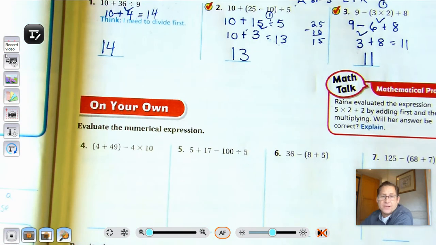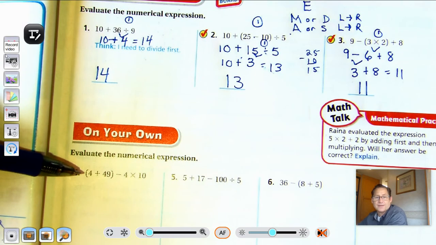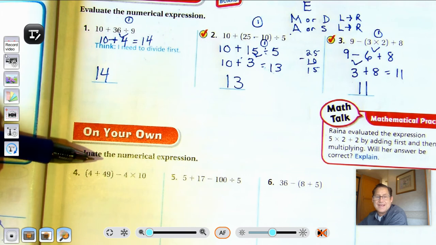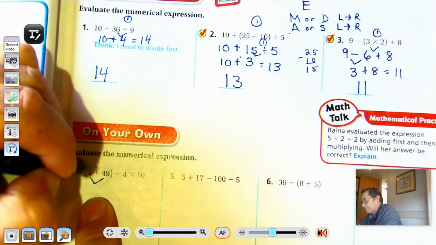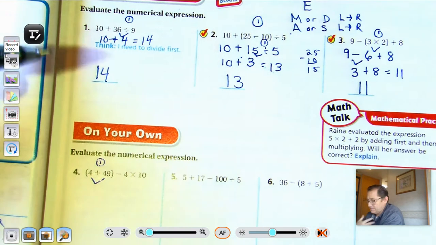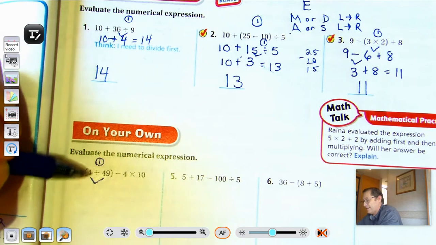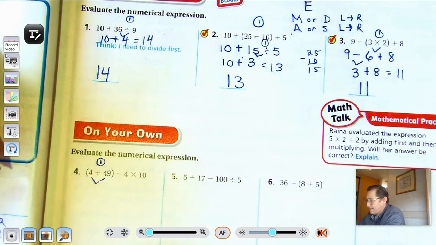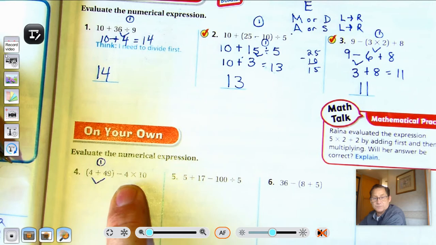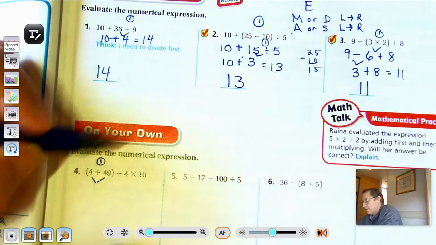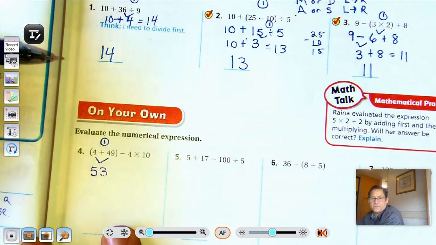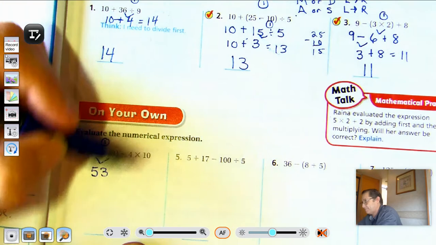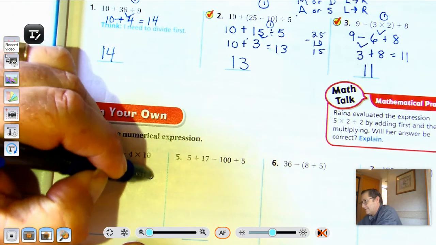All right, number 4. Evaluate the numerical expression. The sum of 4 and 49 take away 4 times 10. All right, so I see parentheses, so I'm going to do that first. The little one with a circle, that's a clue to me that I have to do that first. Okay, so I'm evaluating the order of what I'm going to do. And then when I look here, I would multiply before subtracting, but I want to eliminate parentheses first. So 4 plus 49, that's 53. Okay, 49 plus 4 more, we should be able to do that in our head. Take away 4 times 10.